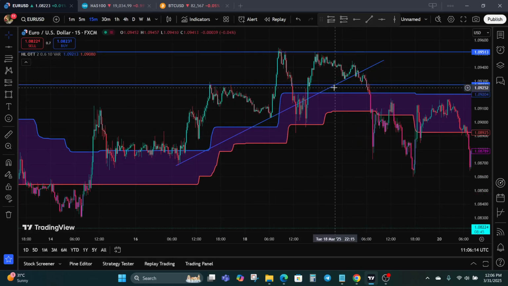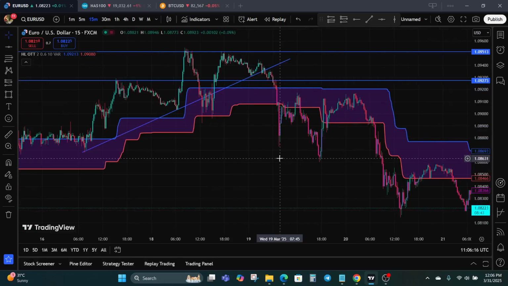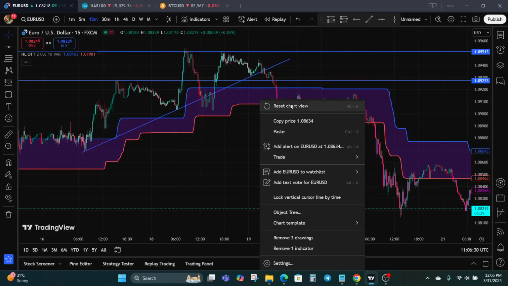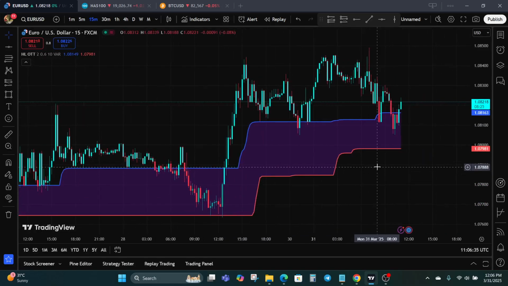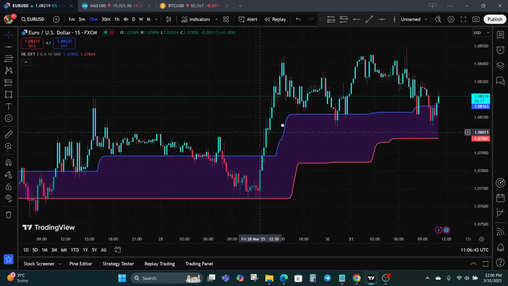Okay, now you might be wondering, how does the HLOTT compare to other trend indicators like moving averages or super trend? While the moving averages tend to lag behind price action, the HLOTT adjusts dynamically, providing real-time signals without delay. This means faster decision making and better trade entries.